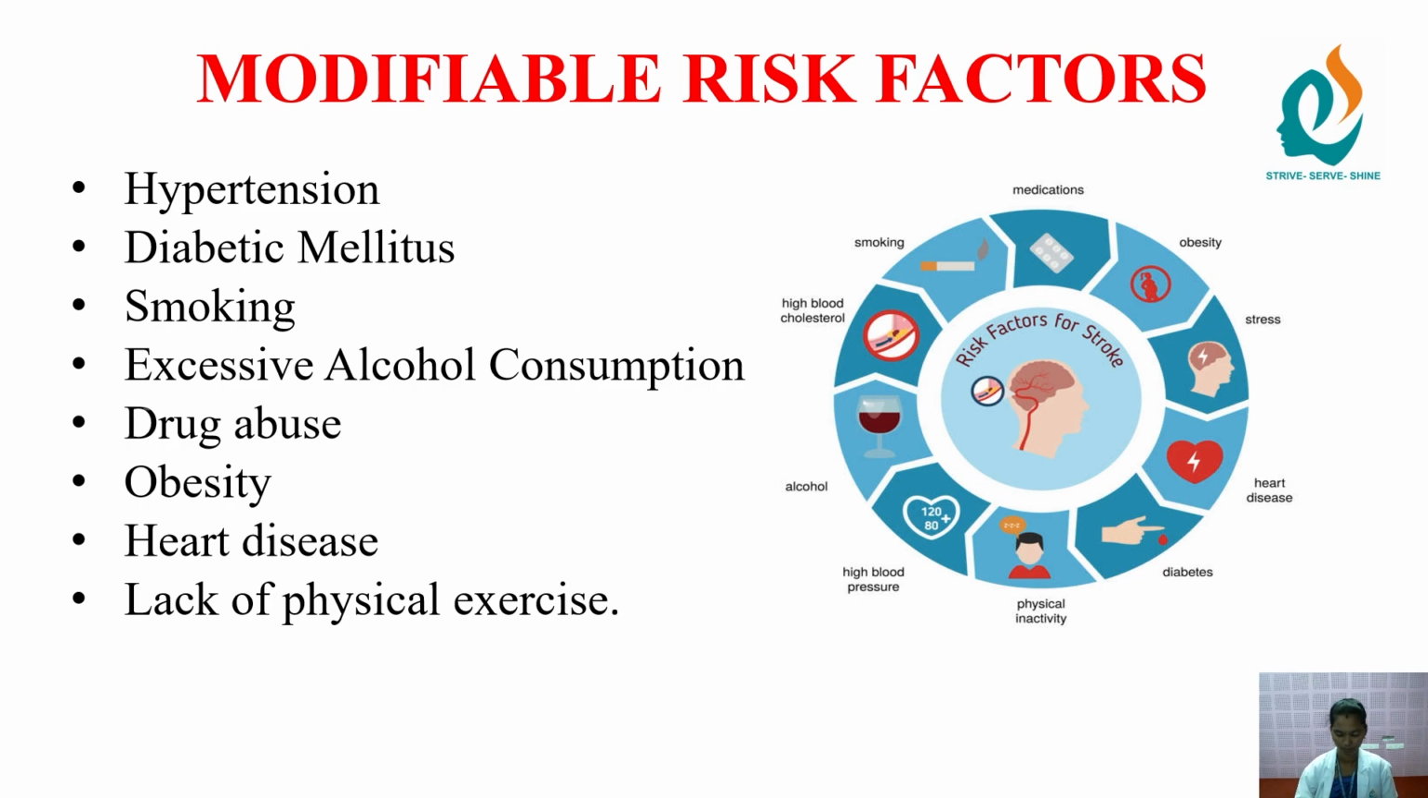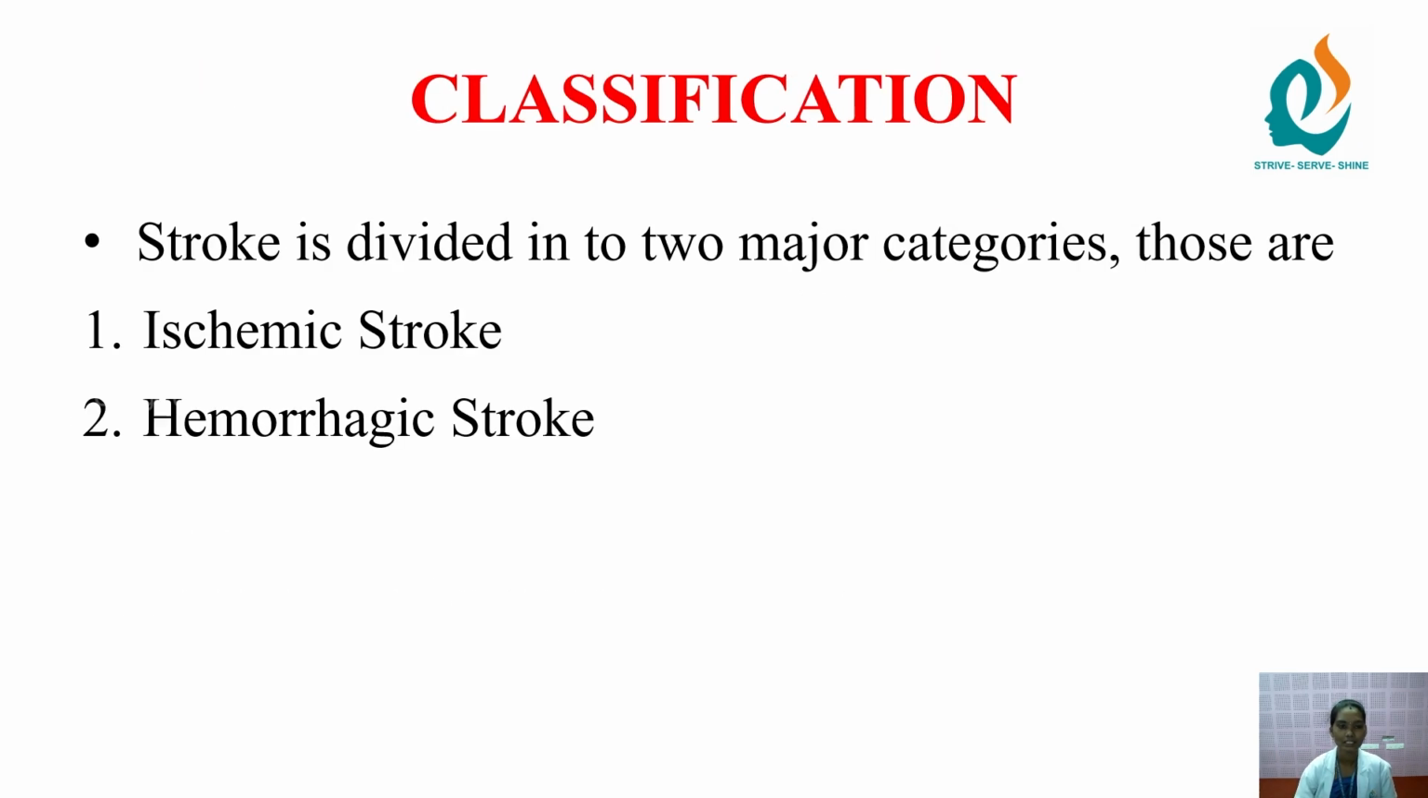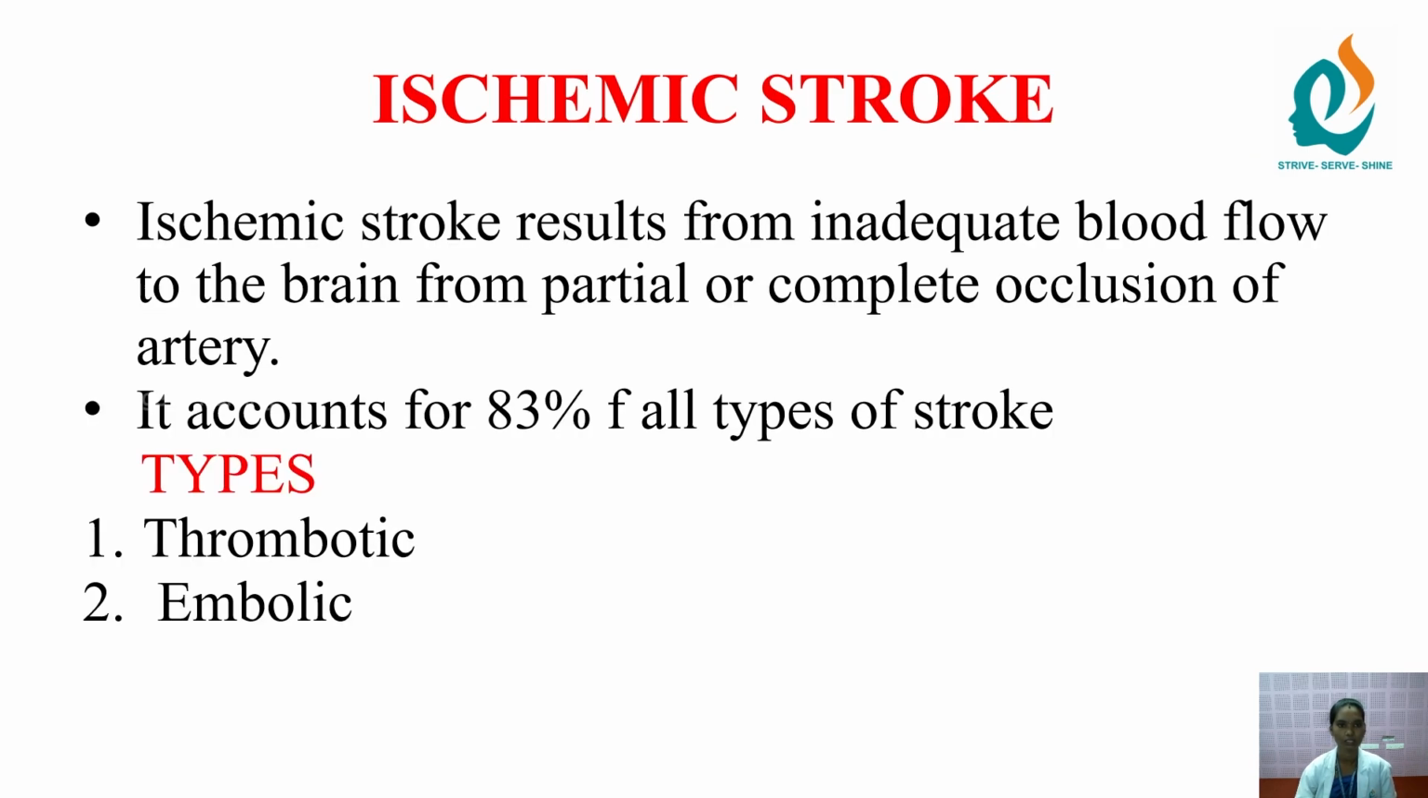Next we will move on to classification of stroke. Classification of stroke is divided into two major categories: ischemic stroke and hemorrhagic stroke. Ischemic and hemorrhagic stroke are further divided into some classifications. First we will see about the ischemic stroke.